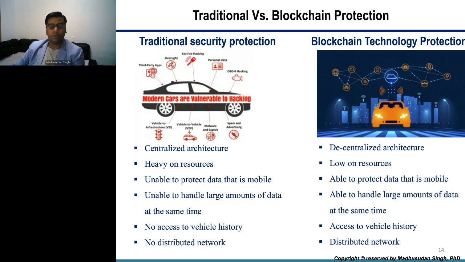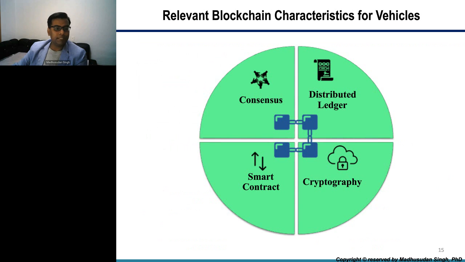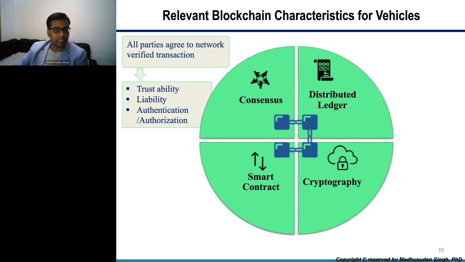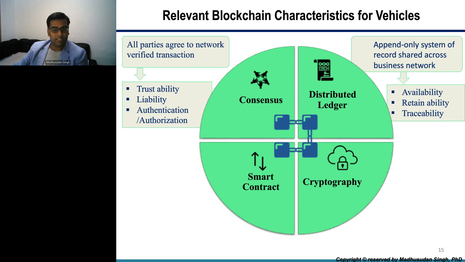So let us explore. These are the four basic pillars of every blockchain, or we can say the basic characteristics of blockchain technology. First, distributed consensus, where all parties agree to the network and verify the transaction, which provides trustability, liability, authentication, and authorization. Second, we have the distributed ledger, an append-only system of record shared across the business network, that will provide the availability, retainability, and traceability of the whole vehicle's information.